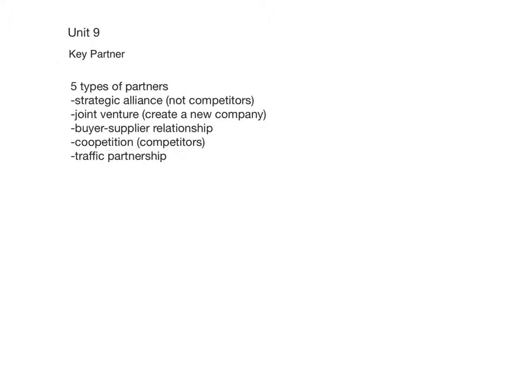Unit 9 talks about partnership. Strategic alliances are 2 companies that are not competitors and they collaborate. A joint venture is 2 companies that together form a new company. Buyer-supplier is just one side providing material for another side. Then coopetition, those are companies that are competitors, but they collaborate together. Then traffic partnership is like a platform that brings and connects the customers and the companies.